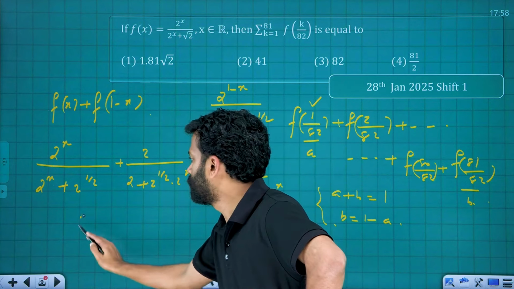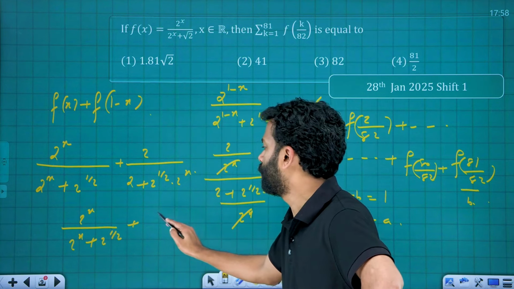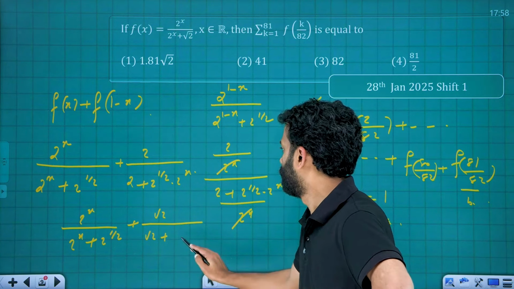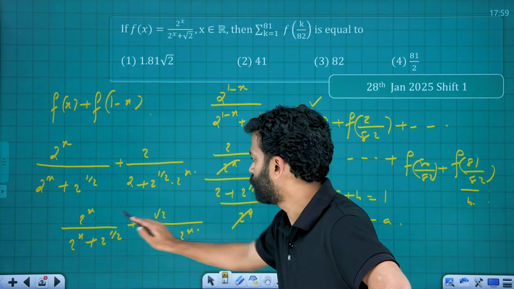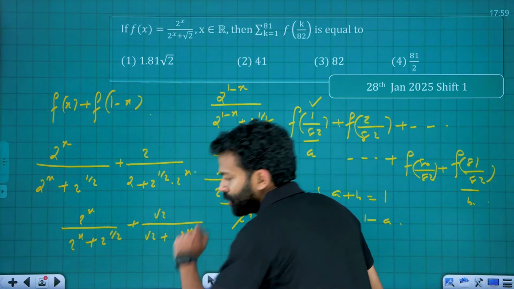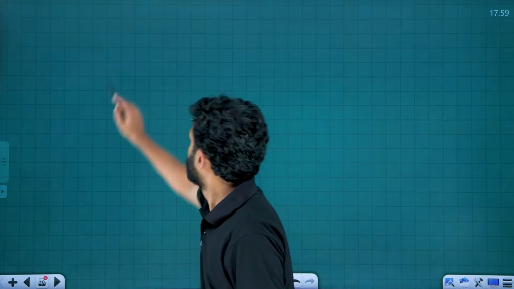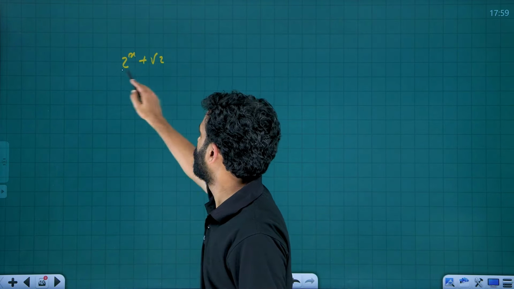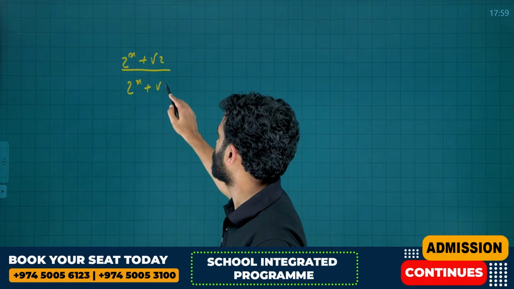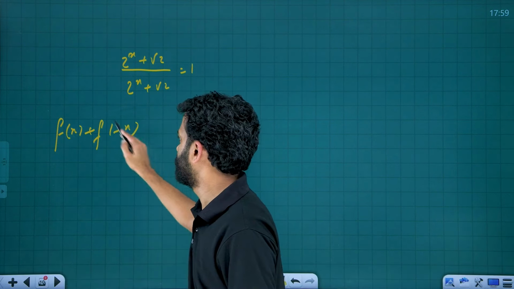That is, it will be 2 raised to x divided by 2 raised to x plus 2 raised to 1 by 2 plus, what is 2 by root 2? Root 2 divided by, here 2 by root 2, plus 2 raised to x. Okay, so this is 2 raised to x plus root 2 divided by, denominators are same. I wrote here 2 raised to 1 by 2 as root 2. See, both are same. Therefore, in the next slide, it is 2 raised to x plus root 2 divided by 2 raised to x plus root 2, that is equal to 1. So, practically f of x plus f of 1 minus x will be equal to what?